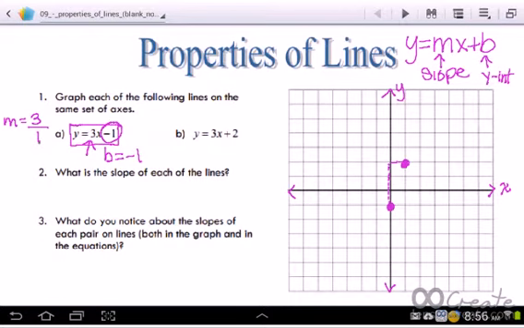Once you have 2 dots, that's enough to draw a line. So you're going to connect them and label it with the equation. Y equals 3x minus 1.